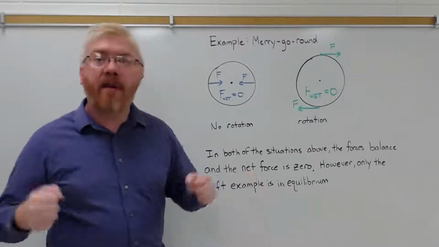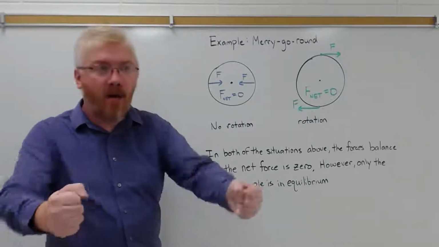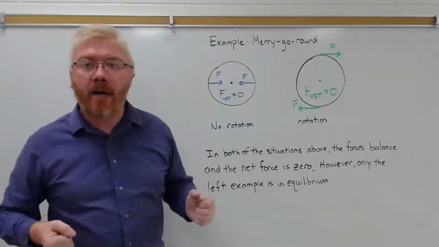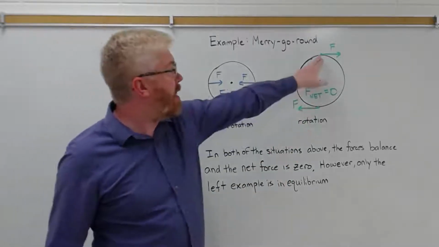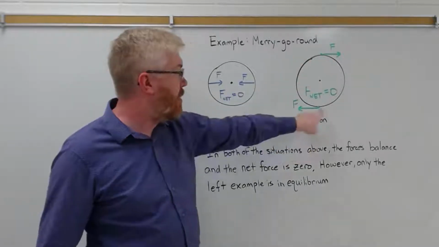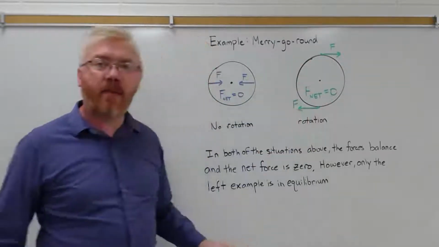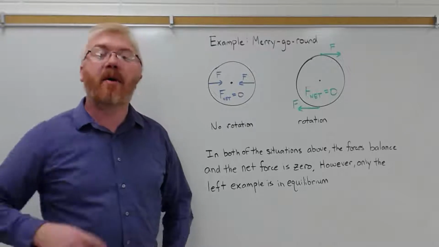Right? That's how you spin a merry-go-round. You don't push into the middle or pull on the merry-go-round. You stand on the side and you give it a sideways force. Here we're standing up here and we're giving it a sideways force. Here we're standing at the bottom, giving it a sideways force. That causes the merry-go-round to rotate.